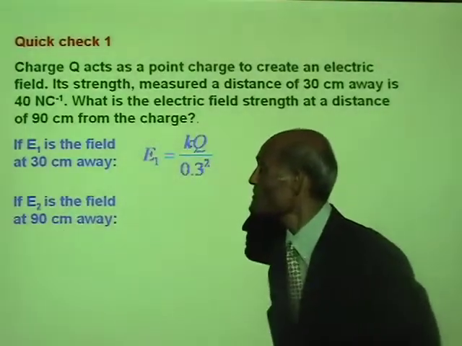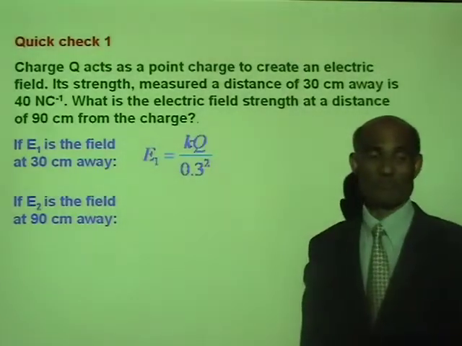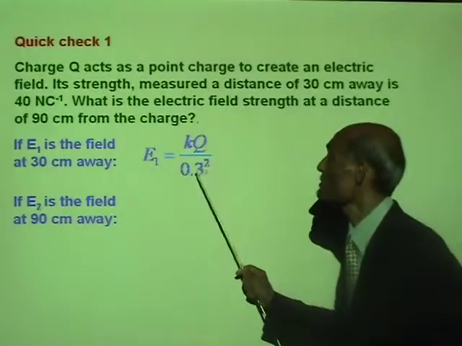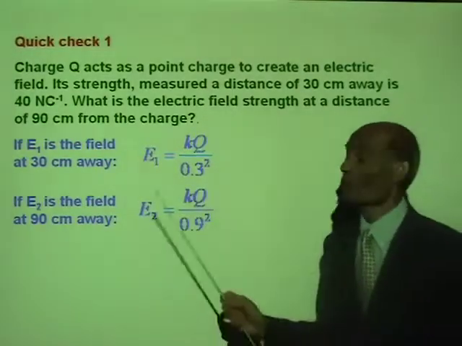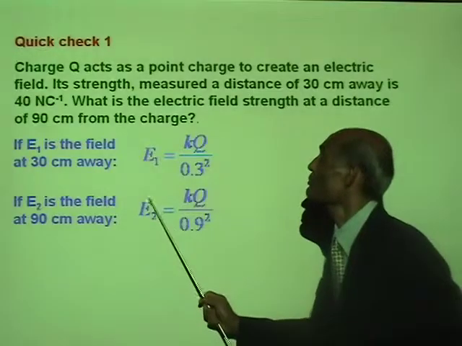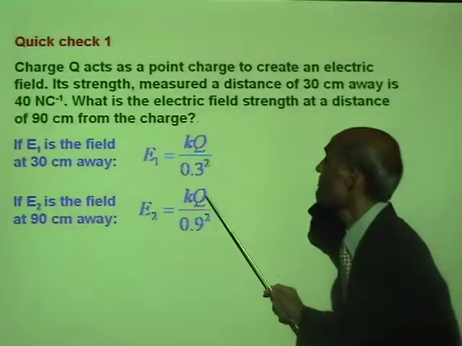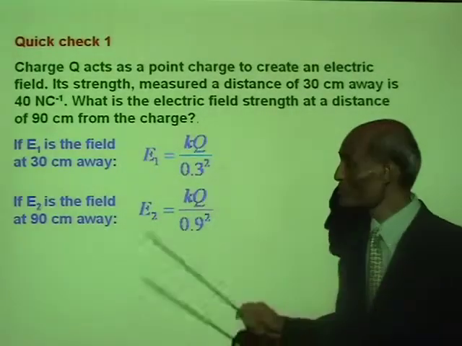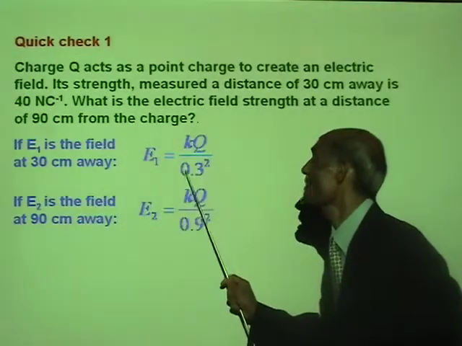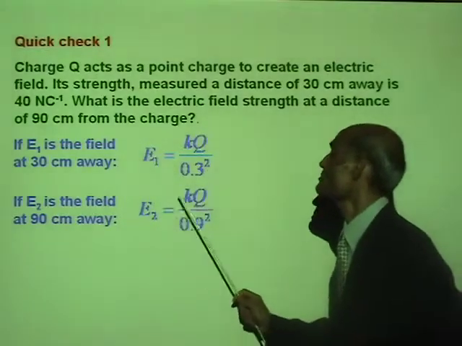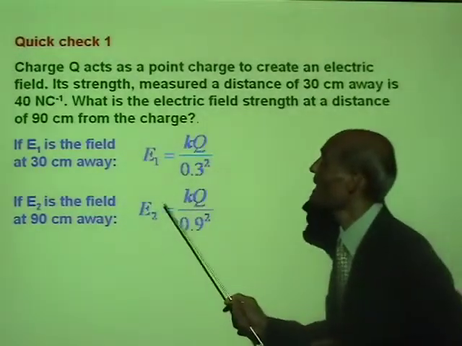Now, if E2 is the field at 90 centimeters away, can you tell me what E2 will be? E2 will be KQ divided by 0.9 squared. There you are. Now, we know the value of E1. We now need to find the value of E2, but we don't know the value of Q. How would you solve that problem? You have two equations, E1 equals KQ divided by 0.3 squared, E2 equals KQ divided by 0.9 squared. You need to find your E2.